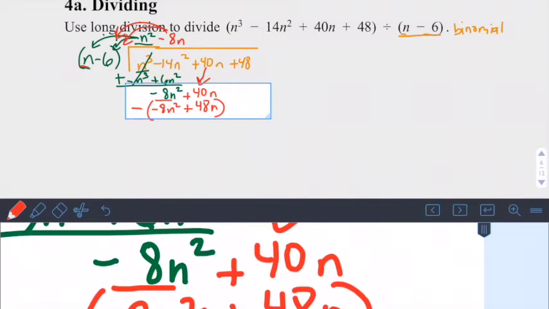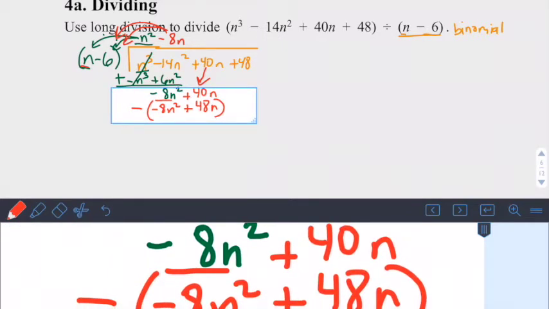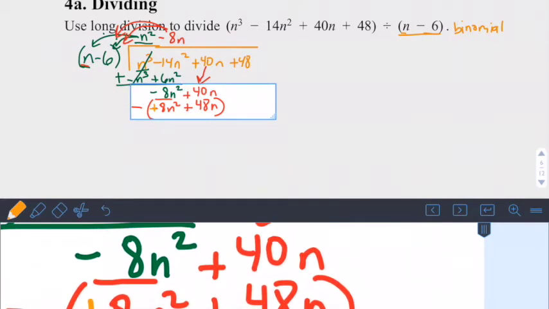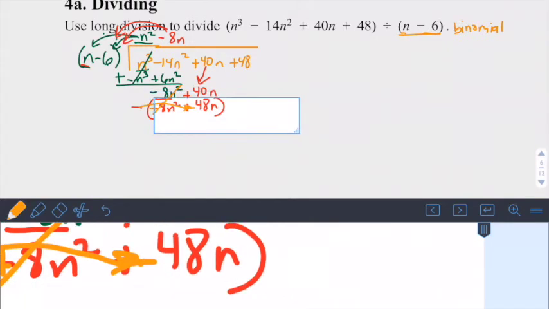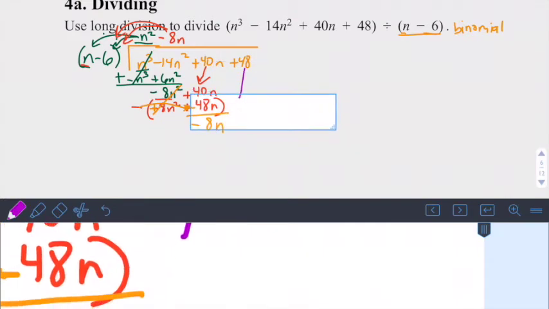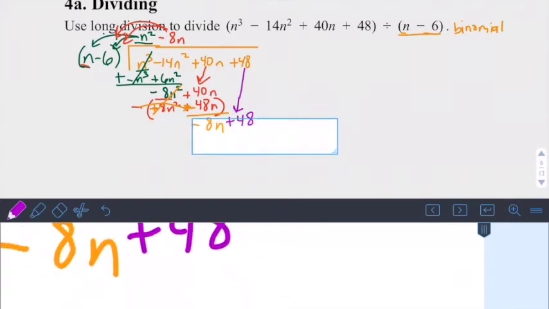So negative 8n squared minus negative 8n squared makes this plus 8n squared, so that gives us negative 8n squared plus 8n squared, which is 0n squared. And then 40n minus 48n gives us negative 8n. And now I'm going to bring down 48, plus 48. I start my process again.